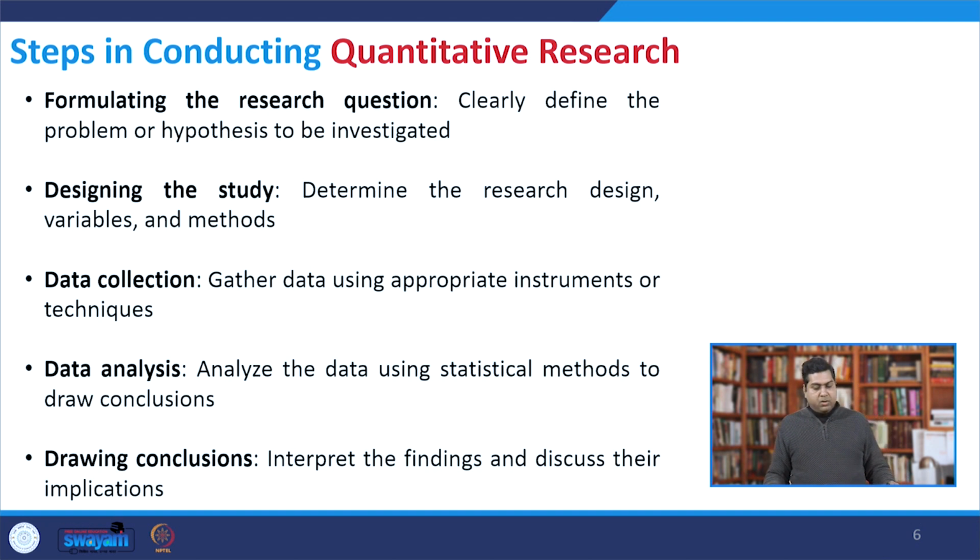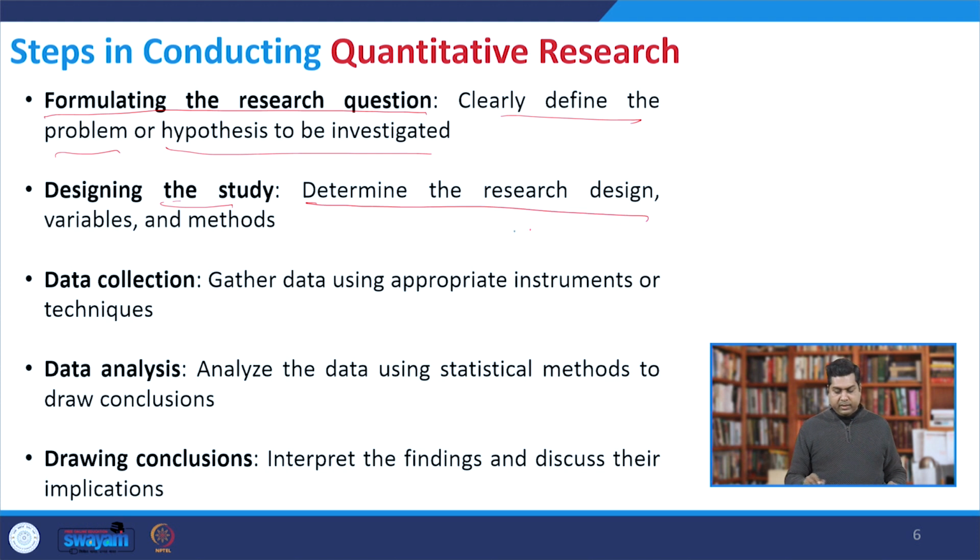Now coming to the steps in conducting quantitative research, it is not totally different from any particular research that we talked about so far. In this case we start with formulating the research questions, clearly defining the problem, and establishing the hypothesis. Many studies may not have a directly written hypothesis, but there are certain assumptions or perceived ideas about it. Next, designing the study, where we determine the research design, select the variables and the method to analyze the information.